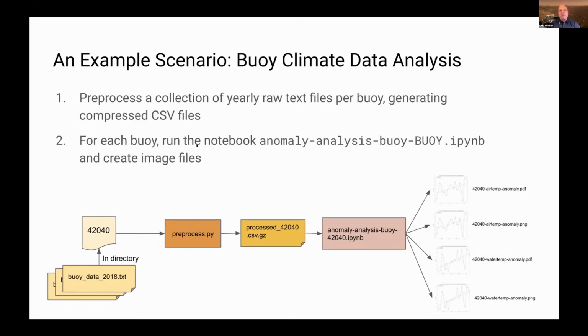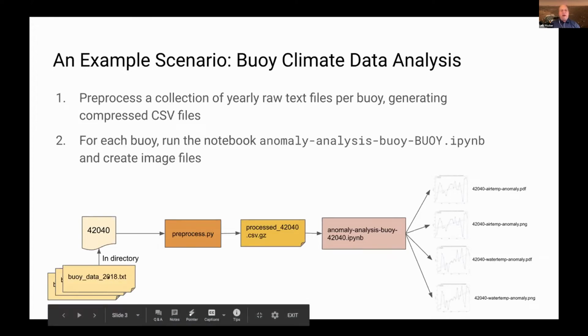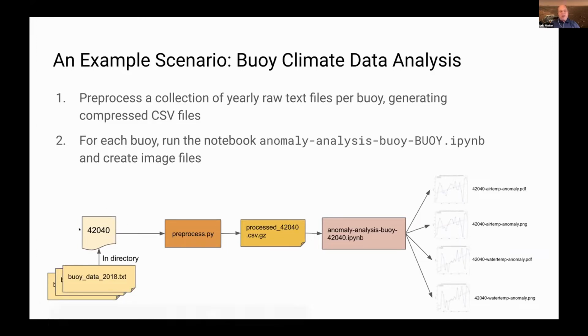There are two steps in the analysis. The first is there's a bunch of these files that we've downloaded. For each buoy, for each year, we have one file. They're organized in directories, and each buoy has a number.